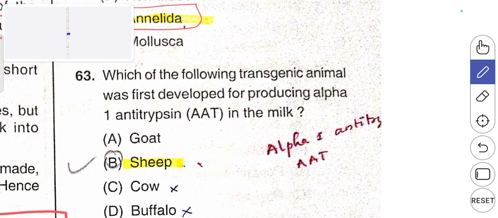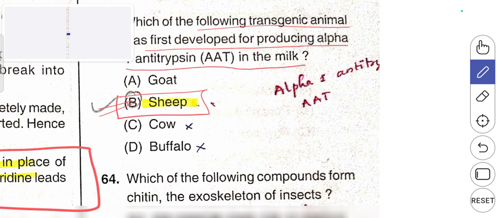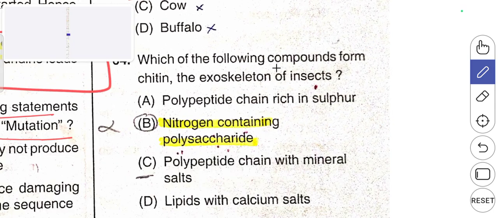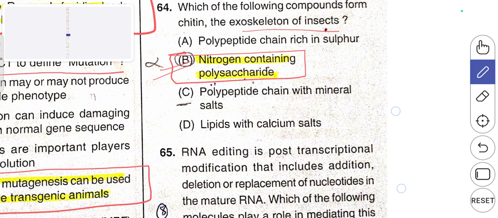Earthworms. 63. Which of the following transgenic animal was first developed for producing alpha 1 antitrypsin, AAT, in the milk? That is sheep. This alpha 1 antitrypsin is produced in the sheep. 64. Which of the following compounds form chitin, the exoskeleton of insects? So this contains the nitrogen containing polysaccharides. B is the right answer.